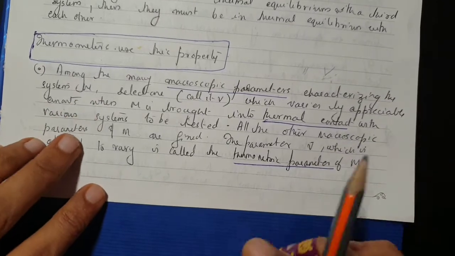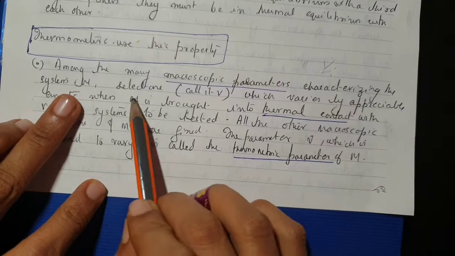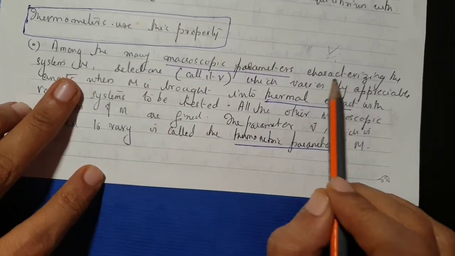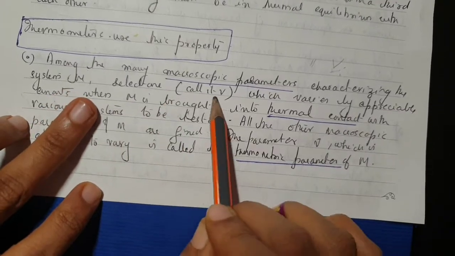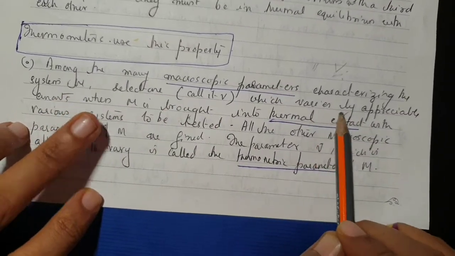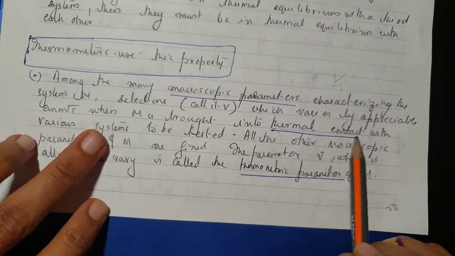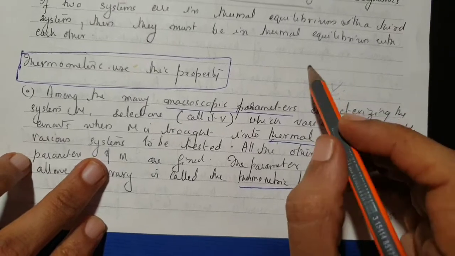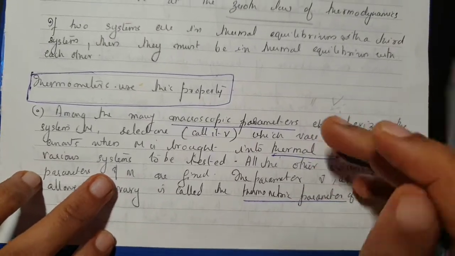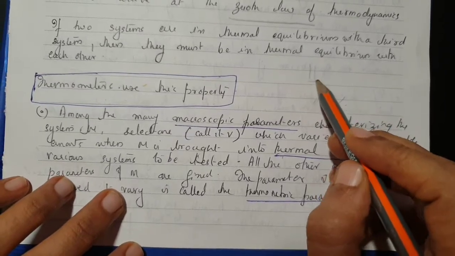So then what you have to do, you have to bring... Among the many macroscopic parameters characterizing the system M, select one, call it V, which varies by appreciable amounts when M is brought into thermal contact with various systems to be tested. So it is nothing great. You're just bringing something that changes its volume.